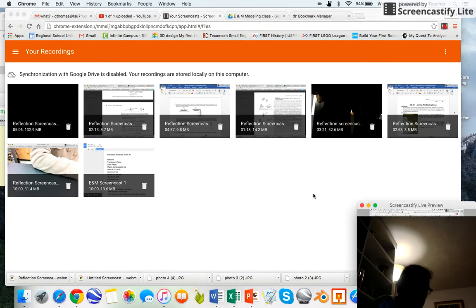So I am trying to use this Doceri program, which is a writing program that can be projected through my computer and onto the screen. And I use this some in class. But what I wanted to do today is look at an equation and look at the units for that equation.